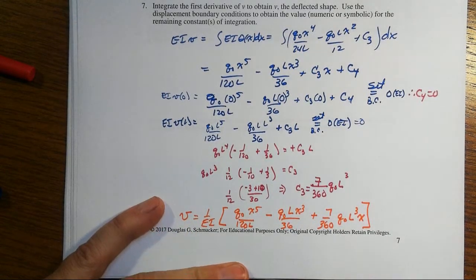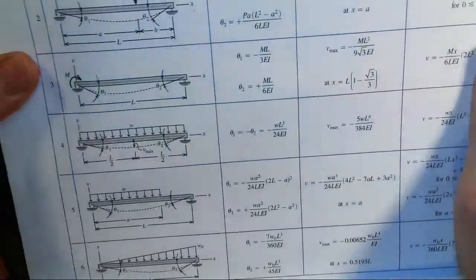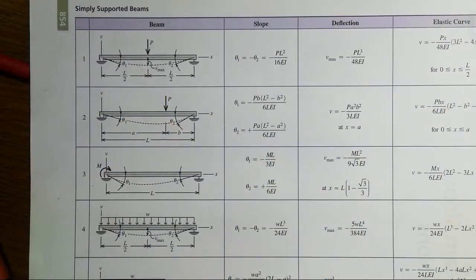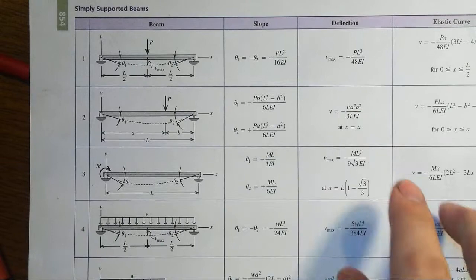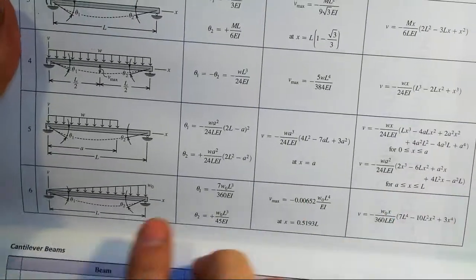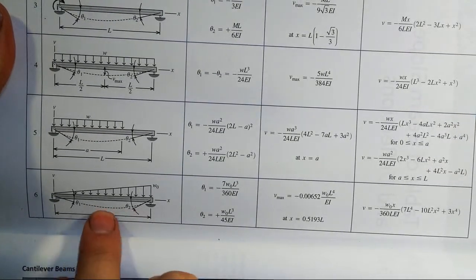Now, of course, this is not an uncommon problem that's been worked out before, so let's go take a look at maybe some tables that might have this. Your textbook is one that does have this situation, right? In its appendix, it's got all these beam tables, the slope, the deflection equation, the elastic curve. These are usually giving you some maxes or some critical locations, and here's our situation.